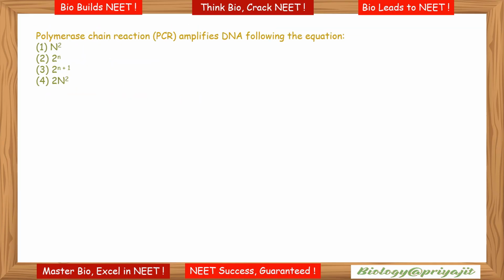Polymerase chain reaction (PCR) amplifies DNA following the equation? It will be 2 to the power n. In polymerase chain reaction, each cycle of amplification doubles the amount of DNA. So if we start with one molecule of DNA, after the first cycle it will be 2 molecules, after the second cycle 4 molecules, after the third cycle 8 molecules, and so on. This pattern is exponential and follows the formula: the amount of DNA after n cycles is 2 to the power n, where n is the number of cycles, and 2 to the power n means the fold increase in DNA quantity.